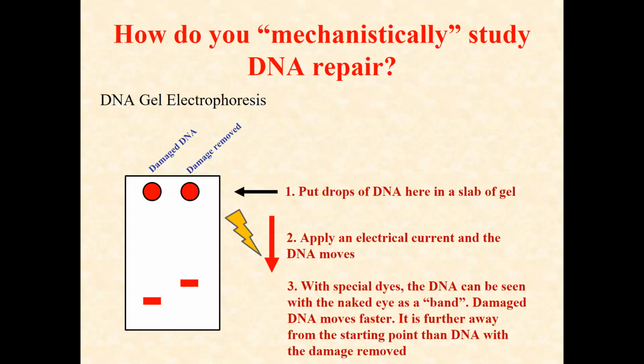Using common DNA dyes, the DNA in the gel can be seen as a band with the naked eye. The damaged DNA will move faster, so when we look at the gel, the damaged DNA will be farther away from the starting point. This way we can tell if the damage is still in the DNA molecule or if it has been removed.